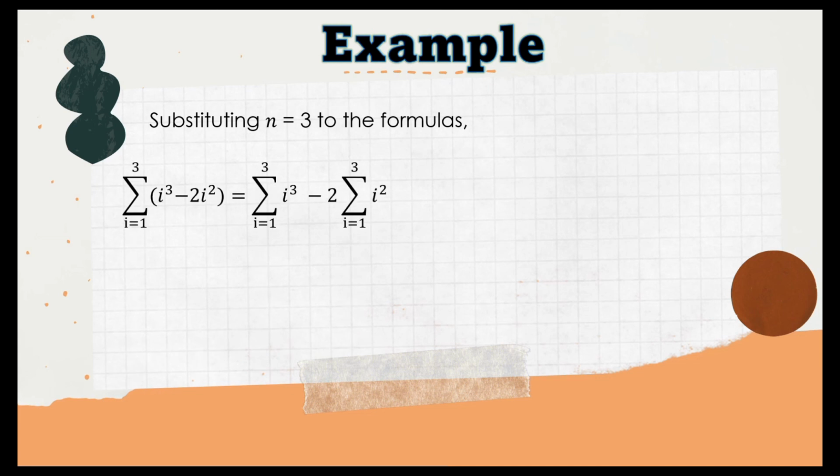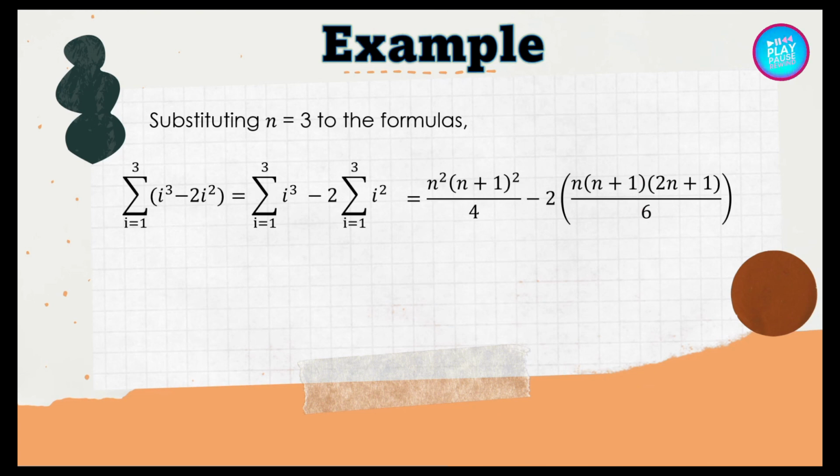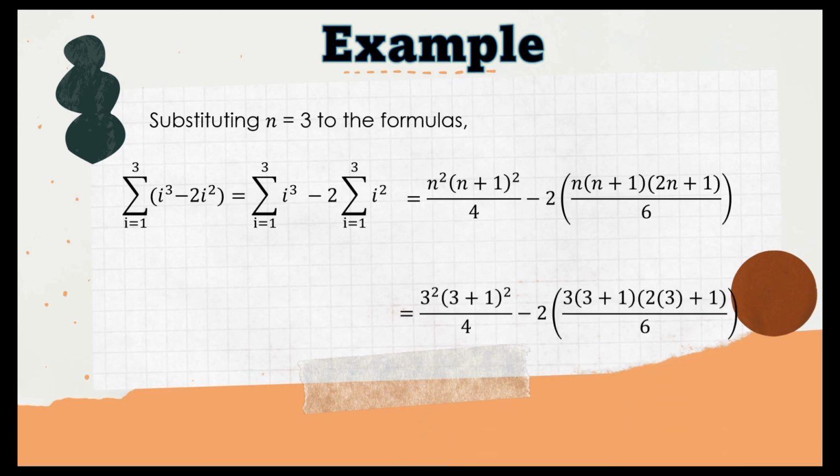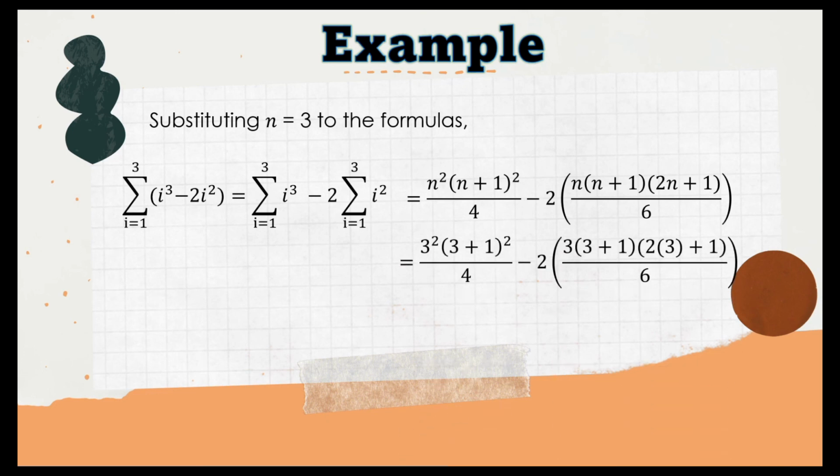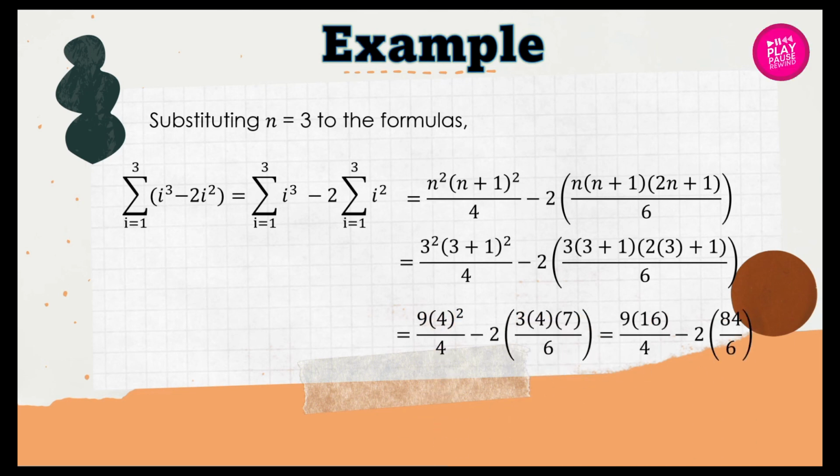By substituting n equals 3 into the formulas, the summation of i raised to 3 minus 2i squared from i equals 1 to 3 is equal to n squared times (n plus 1) squared over 4 minus 2 times n times (n plus 1) times (2n plus 1) over 6, which is 3 squared times (3 plus 1) squared over 4 minus 2 times 3 times (3 plus 1) times (2 times 3 plus 1) over 6, which is 3 squared is 9 times (3 plus 1 is 4) squared over 4.